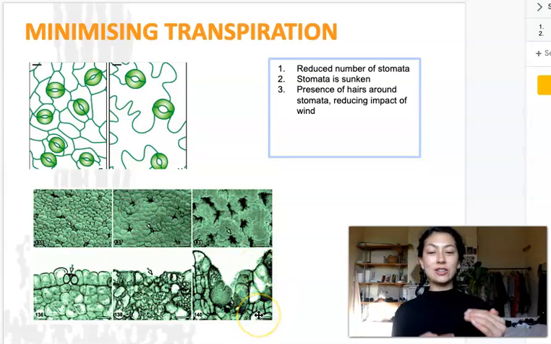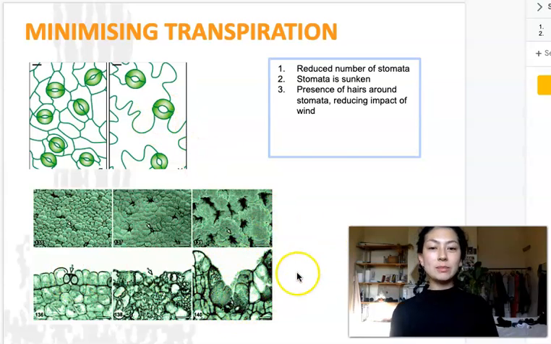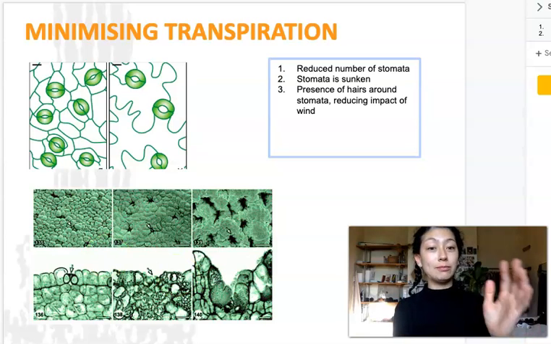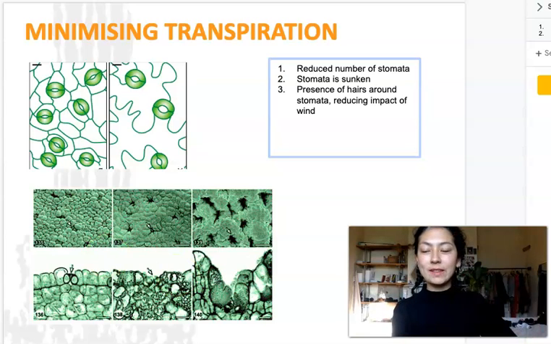So it is protected on either side by the guard cells, so it is not as highly exposed to wind and temperature as with this one here. So we see fewer stomata, we see shrunken stomata. We also sometimes see some little hairs around the outside of the stomata, and this reduces the impact of harsh winds, therefore reducing transpiration.